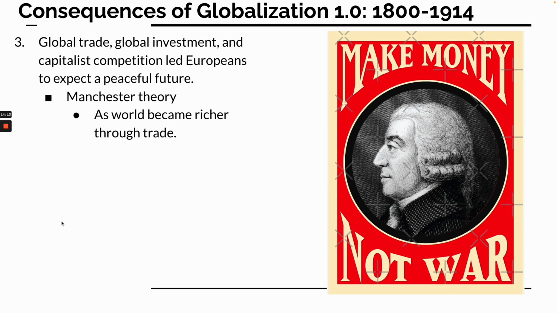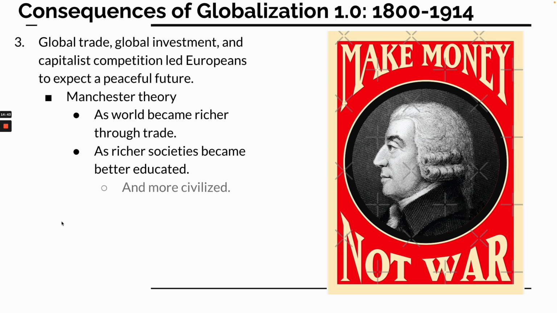But Manchester was a center of industry and trade in Britain in this time period. And the people here argued that as the world got richer and richer because of trade, that stuff that Adam Smith wanted us to do, we would become also better educated. We would be able to afford to invest resources in making our people smarter, and to know more stuff. We would also thereby become more civilized.